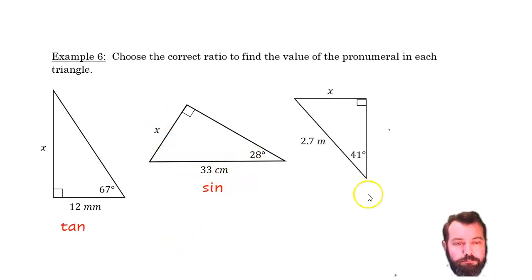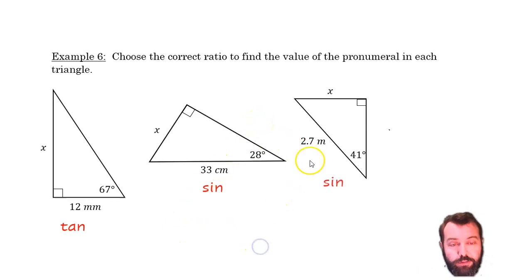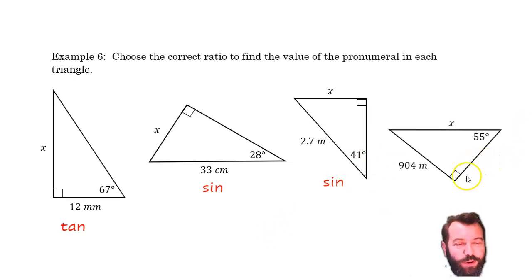Another triangle here. Right angle triangle. Here's my angle. Again, the hypotenuse is labelled 2.7. And again, the side labelled x is the side that's not connected to the angle. So that's the opposite side and the hypotenuse. So once again, that's going to be solved with sine. So x there would be 2.7 times sine 41. Right, you thought it was going to be cos, didn't you? Yeah, well, it wasn't.